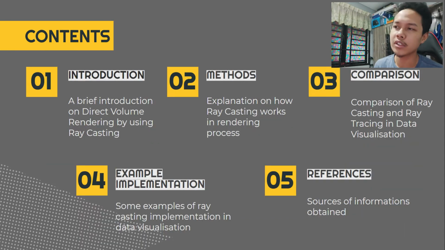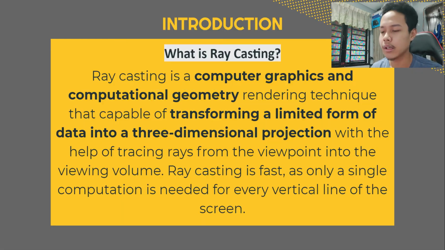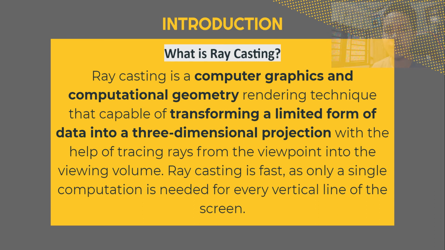Okay, so for the contents of our presentation, we'll be going to do the introduction, methods, comparison, example of implementation, and also the references. Okay, so for the introduction, what is raycasting? Raycasting is a computer graphics and computational geometry rendering technique that is capable of transforming a limited form of data into a three-dimensional projection with the help of tracing rays from the viewpoint into the viewing volume. Raycasting is fast as only a single computation is needed for every vertical line of the screen.